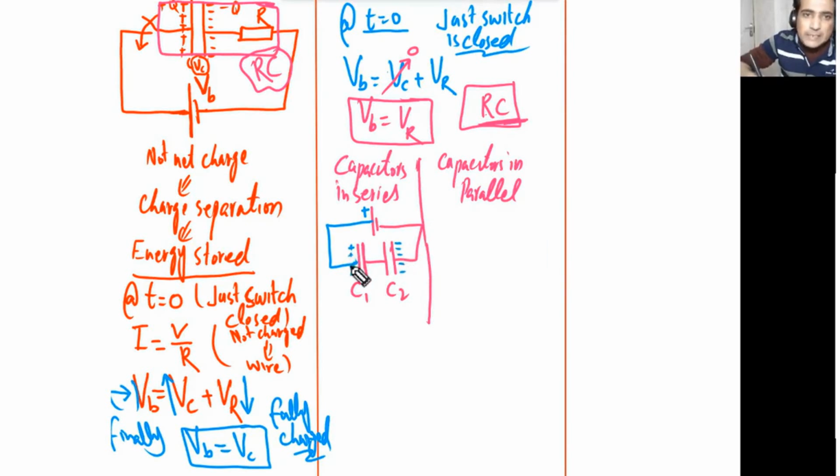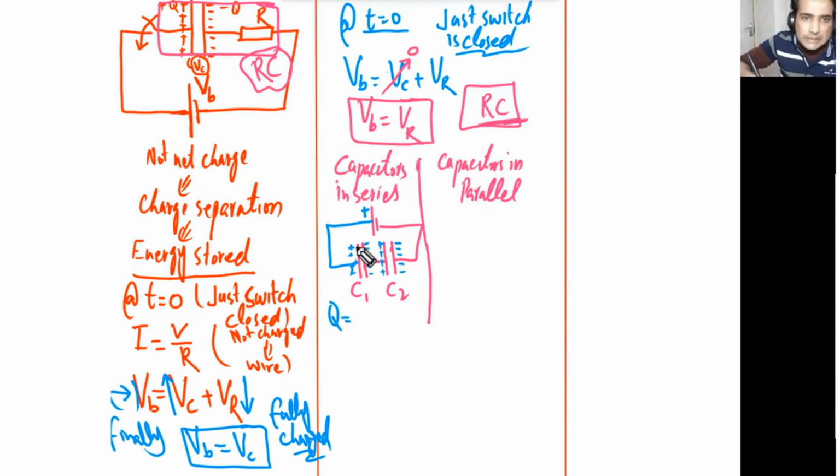Now if this side is positive, how about this one? You will simply say it has to be negative. These electrons will come from this one, because when these electrons come, the electrons from this plate will be repelled and these electrons will stay on C1. So this will be positive, and this will be negative.